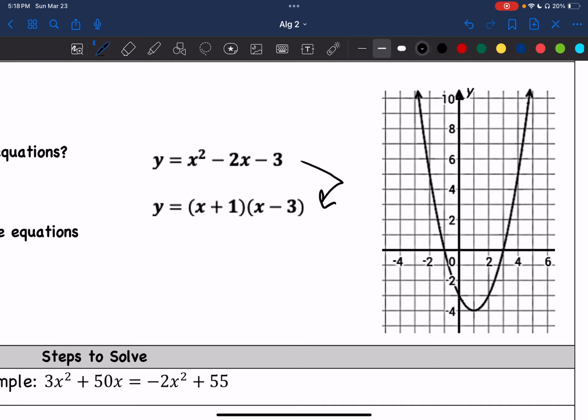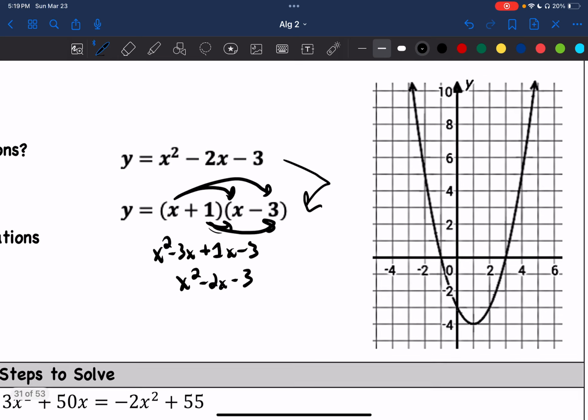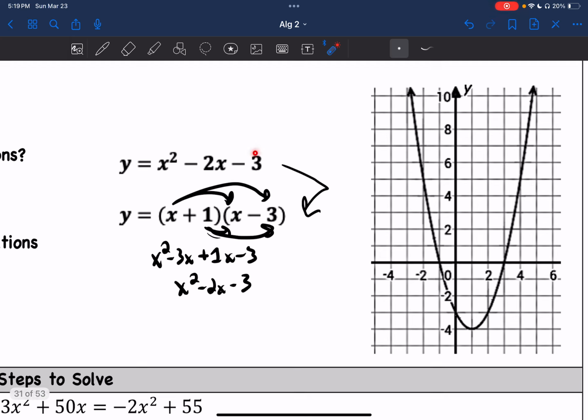If we wanted to prove that, we could think about distributing. We could multiply x by both of those, multiply 1 by both of those, you get x squared minus 3x plus 1x minus 3, which is x squared minus 2x minus 3. So here's standard form, we converted it to factored form, and here's the graph. Let's explore the connections between each of these forms and the graph.